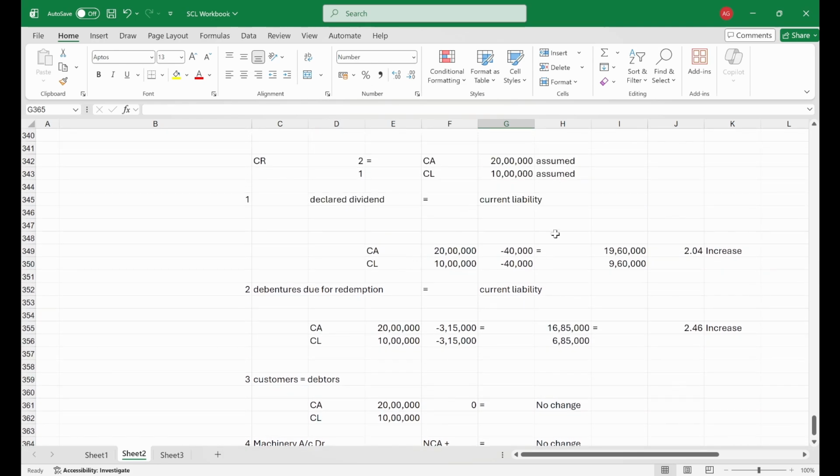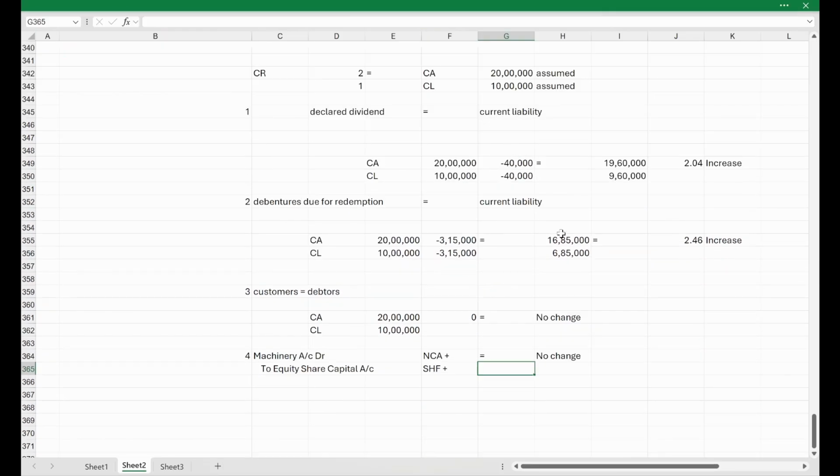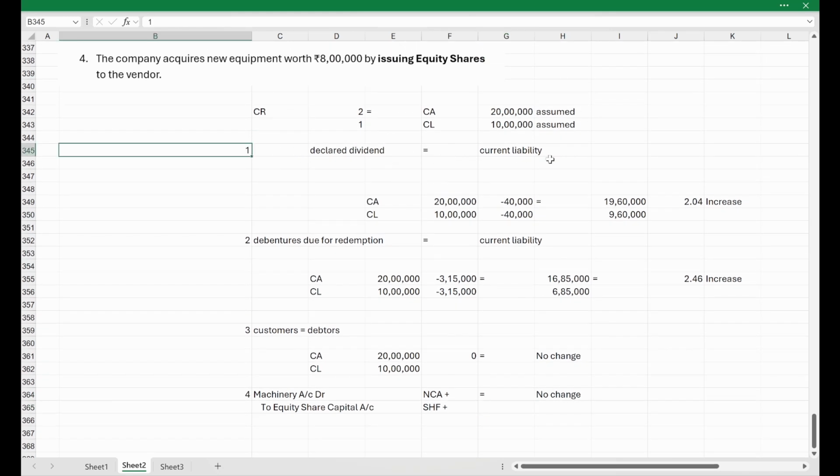So these are the solutions for these 4 subdivisions. First is declared dividend, increase. Debentures due for redemption, increase. Collection from debtors, no change. And then machinery purchased in exchange for equity share capital, no change in current ratio.